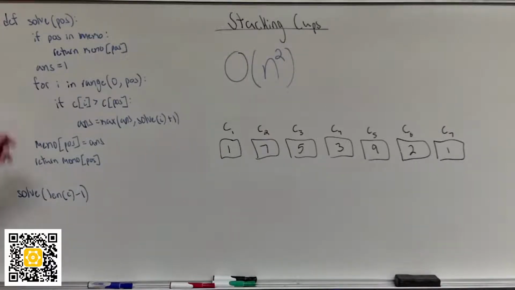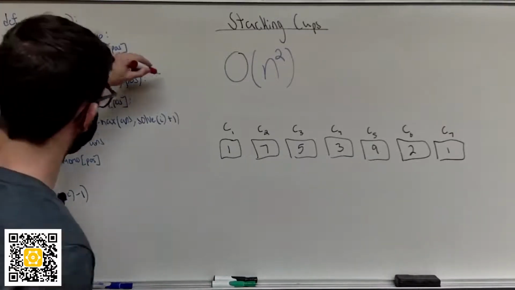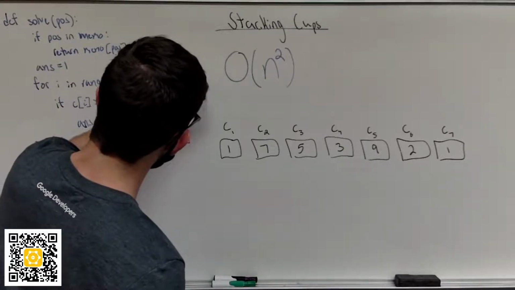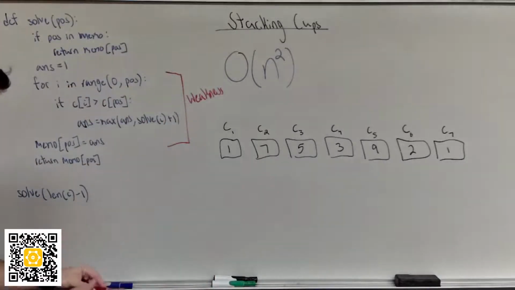Where is our weakness here? What is making this n squared? It's the for loop. What if we didn't need a for loop? So this is the weakness, the point of failure. What can we do to make this a little bit better?